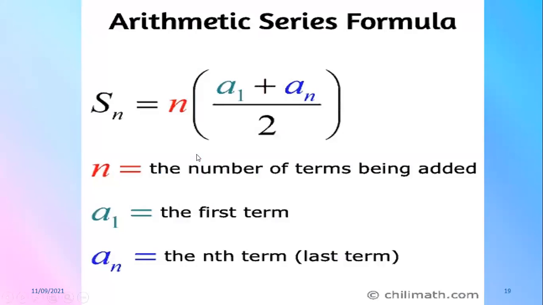So, gagamit tayo ng formula na to. S sub n is equal to n over 2 multiplied by a sub 1 plus a sub n. Pwede natin siyang isulat as ganito. S sub n is equal to n over 2 multiplied by a sub 1 plus a sub n. Ito, ginagamit natin kapag given tayo ng nth term, pag given tayo ng first term, tsaka number of terms.